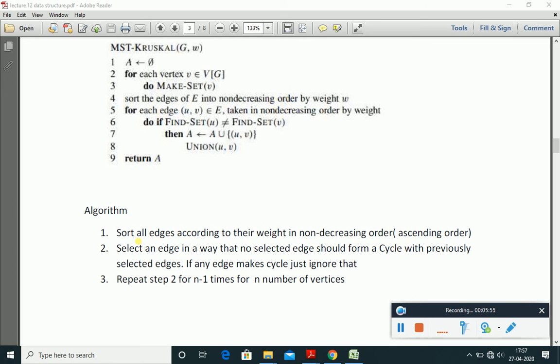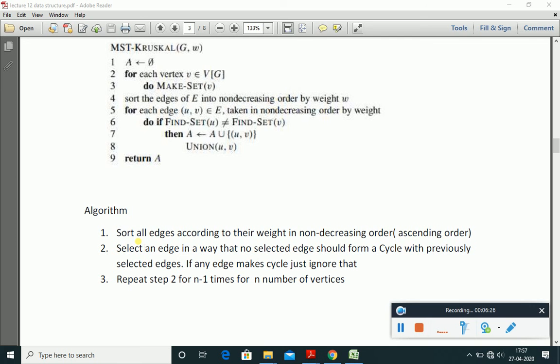Then we will select one edge in a way that it should not make a cycle with any of the selected edges that we have already previously selected. If any edge makes a cycle, we just ignore that. We will not consider it as a part of the minimum spanning tree.